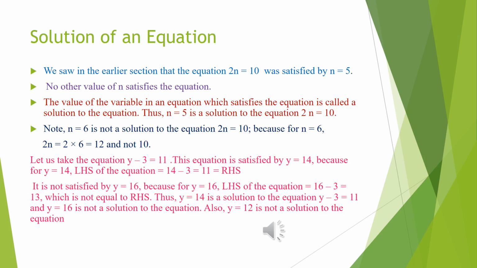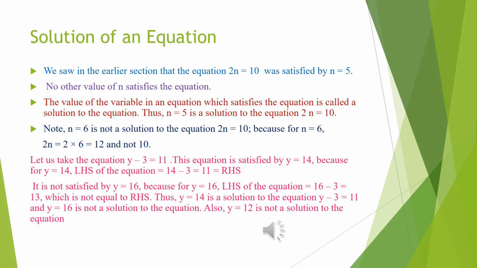Because if we put n is equals to 5 in this equation, 2n equals to 10, it is satisfied. That is 2 into 5 equals to 10. Therefore, 5 is the solution to the equation 2n equals to 10. If we put n is equals to 6, which will be 2n, 2 into 6, which is 12. It is not 10. Therefore, n is equals to 6 is not a solution to the equation 2n equals to 10.